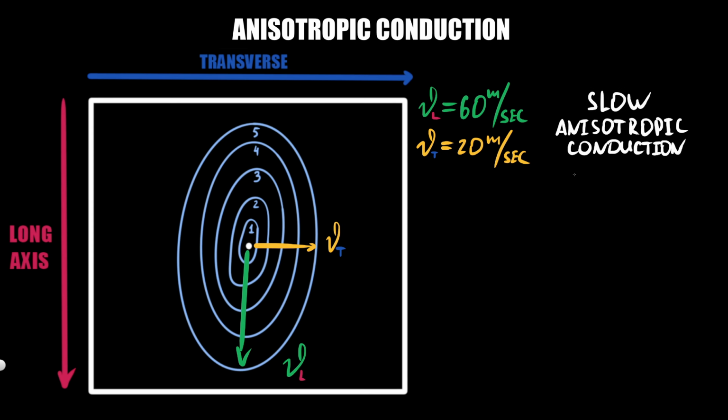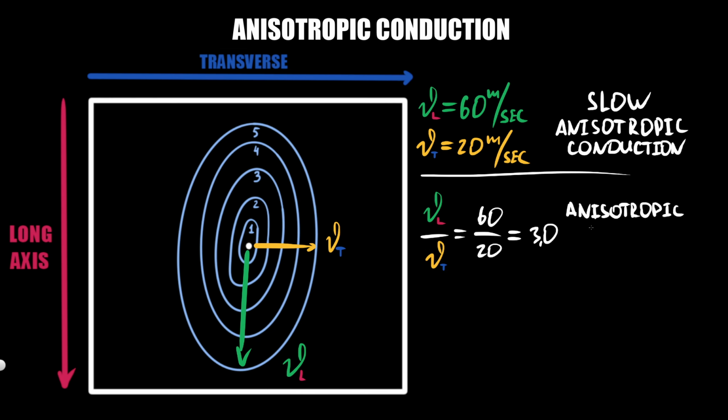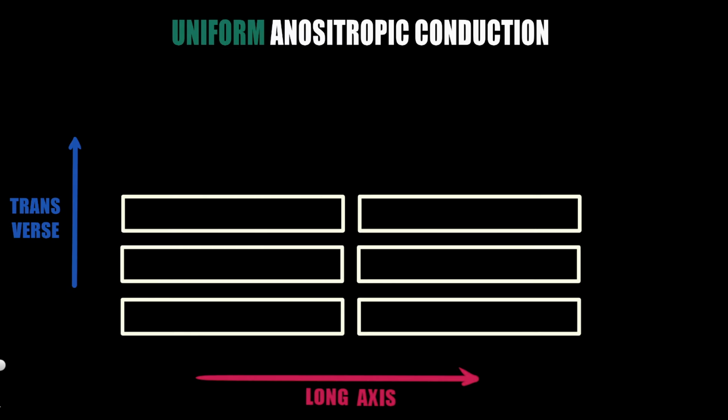Anisotropic conduction means that conduction velocity varies depending on the direction in which impulse propagation occurs. The ratio between the longitudinal and transversal conduction velocities is called the anisotropic ratio. This type of anisotropy is uniform, due to smooth, gradual changing of conduction velocity from the longitudinal to transversal direction. The directional difference is caused by the structure of the myocardium.